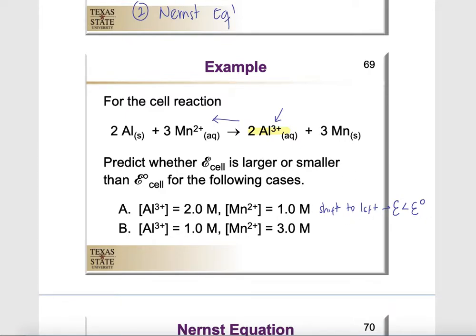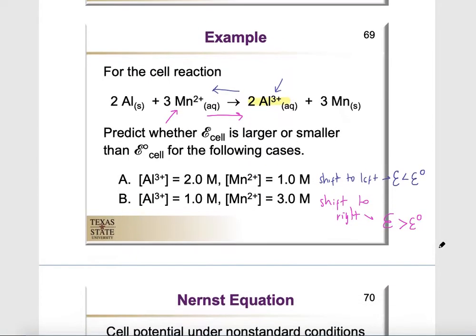Now let's look at part B. In part B, we have a higher concentration of the manganese ions, 3 molar. So the manganese is higher, which means that I just added a bunch of manganese ions. That's going to cause a shift in my equilibrium to the other side, which means that I'm going more to the right. My reaction is happening more and more. That means that my cell potential is actually going to increase. So a shift to the right is going to cause the cell potential under non-standard conditions to be greater than the cell potential at standard conditions. All right, I hope that makes sense to you guys.